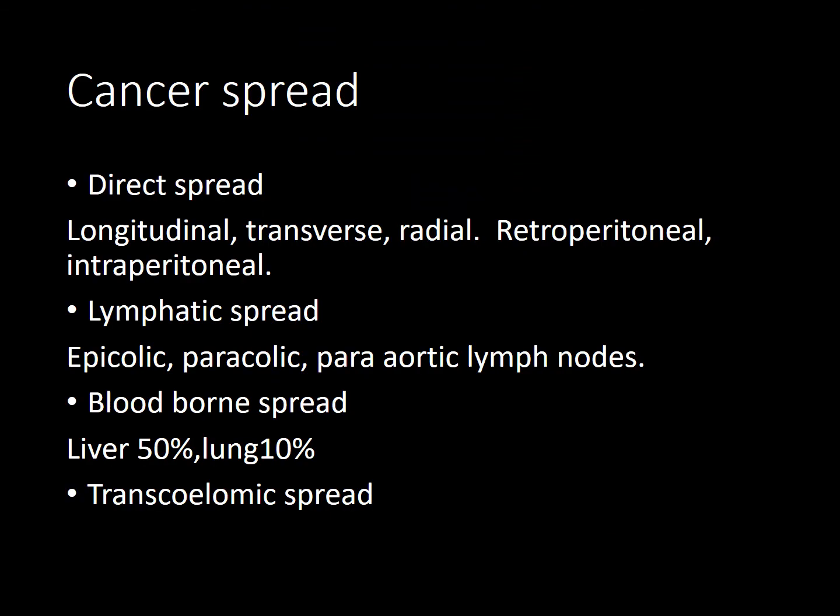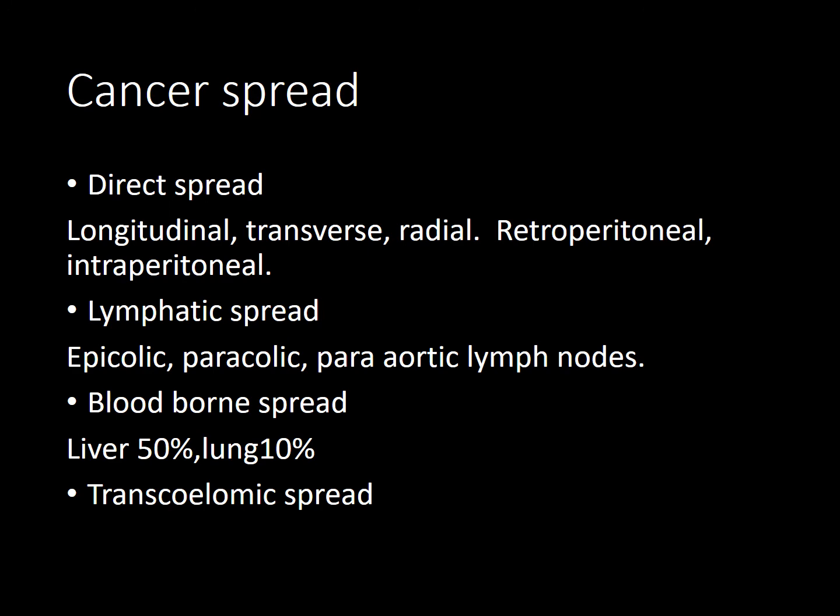Cancer spread: direct spread, either longitudinal in the wall, or transverse, or radial, or retroperitoneal, or intraperitoneal. This is the direct spread. Lymphatic spread to the epicolic, paracolic, intermediate and central lymph nodes, or para-aortic lymph nodes. Blood-borne spread goes to the liver. The first station is the liver metastasis: liver in 50% and lung in 10%.